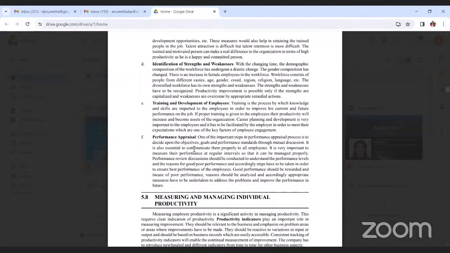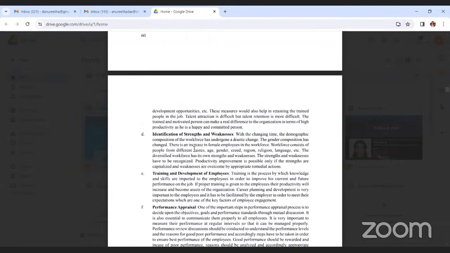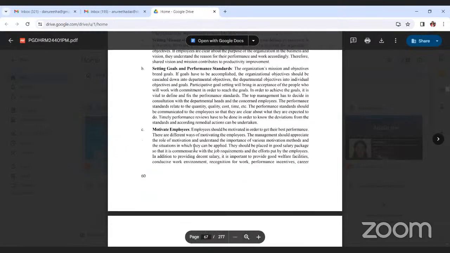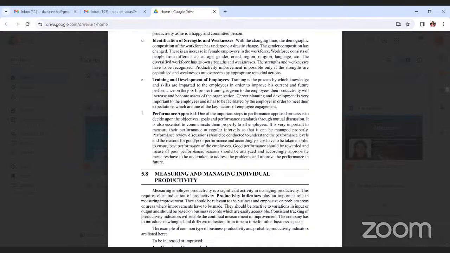Identification of strengths and weaknesses. With the changing times, what makes it more important is identifying your strengths and your weaknesses. Your company consists of different castes, age, gender, creed, religion, languages. All these things diversify the workplace, and it becomes your own strengths and weaknesses. So what are the weaknesses that you can recognize? How to overcome those weaknesses also plays a very important role. So apart from setting a mission, goal standards, and motivating employees, you need to understand strengths and weaknesses as well.